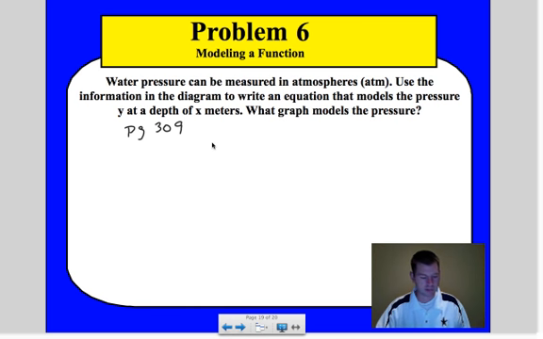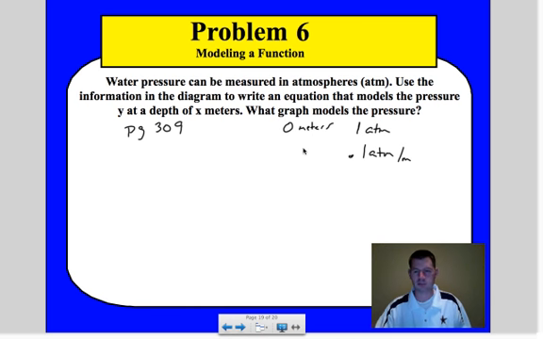Okay, so basically what this says is there's a diver, and the pressure increases by 0.1 atm per meter. At 0 meters the pressure is at 1 atm. So at 0 meters we're at 1 atm, and then it increases by 0.1 atm per meter. So we want to write and graph a function based off of this.